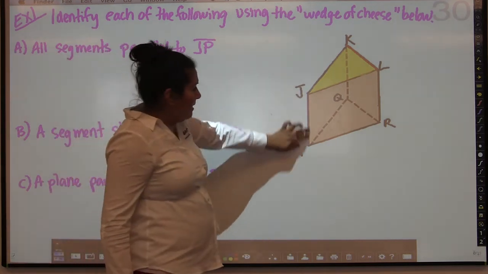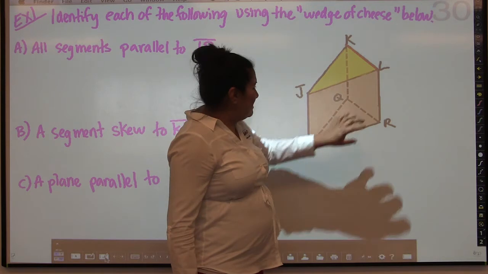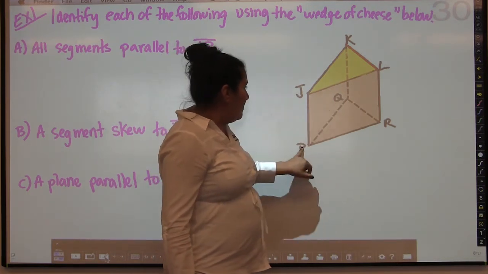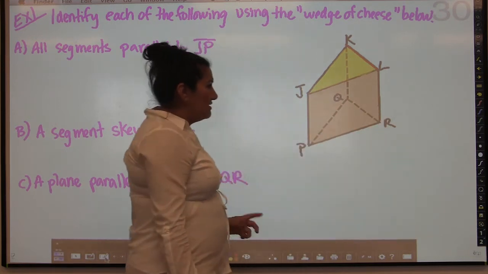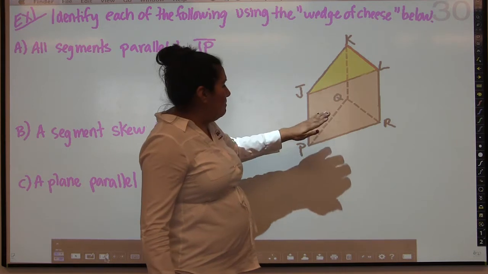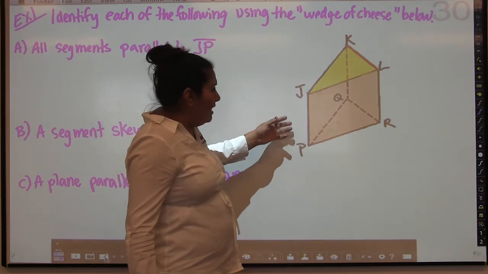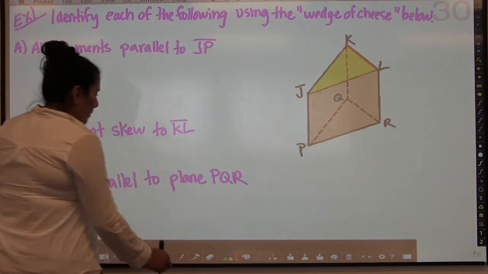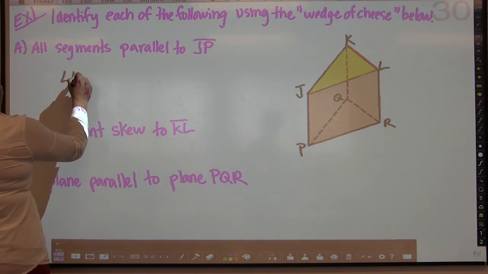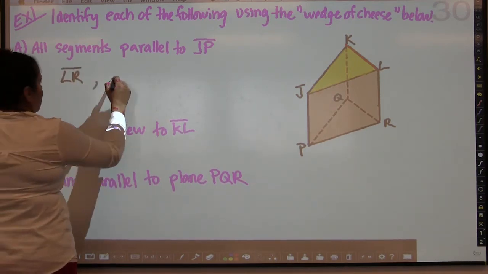And so here's JP. And we have segments that are parallel, which would be LR, because again, on the front plane of the wedge of cheese, you have JP and LR, and they're on the same plane, so they'd be parallel. And also you have KQ, which would be the back side of the wedge of cheese. And again, they're on the same plane, so they would also be parallel. So we're going to name here LR, and these are segments, so we're going to use our segment symbol, and also KQ.